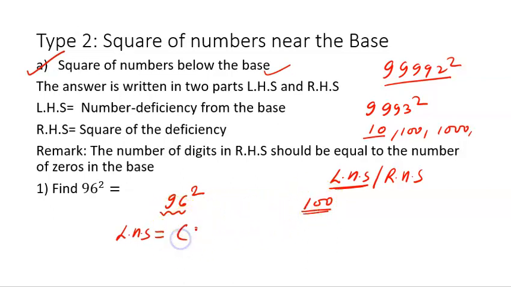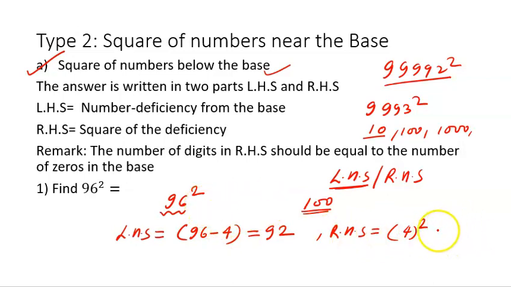So left hand side will be 96 minus 4. I will subtract that deficiency which it has from the base. So the left hand side will be what? It will be 92. And what will be the right hand side? The right hand side is just the square of the deficiency term, that is 4 here, because the deficiency is 4. So 4 square is equal to 16. So the right hand side is 16. So the answer for this will be 9216.